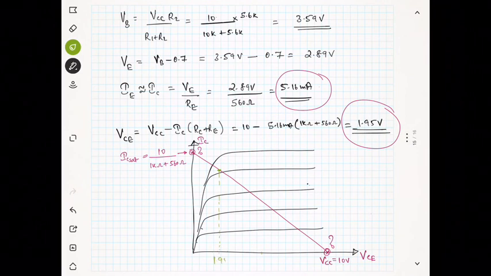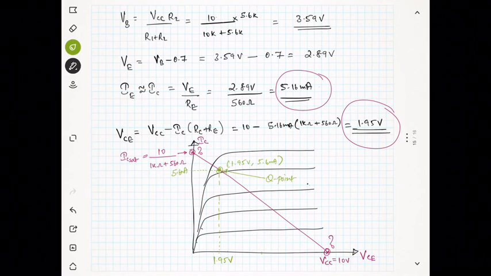It is 1.95 volt, and the corresponding current is 5.6 milliampere. So this is the Q point. That means 1.95 volt and 5.6 milliampere. So this is how you can mark the Q point. This is the Q point, or the quiescent operating point. So this is how to solve the problem with the load line.